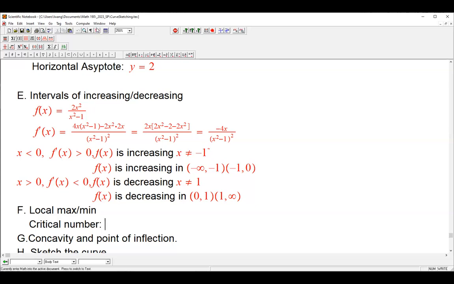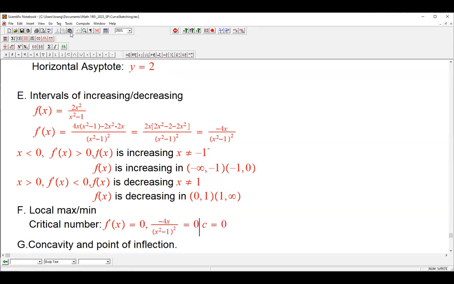The critical number c is equal to 0, because when you set the derivative of the function equal to 0, we get x equal to 0. Denominator cannot be 0, so x must be 0. So that's the only critical number.